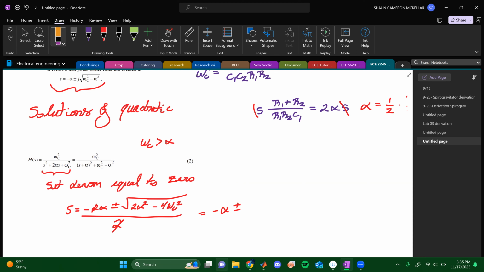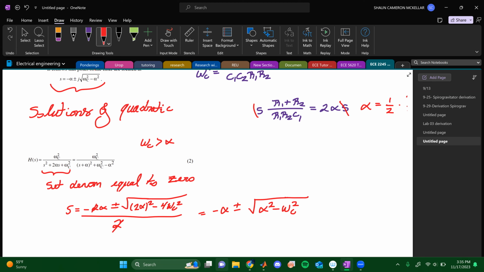Am I thinking about that right? Yeah, I see where you're going. Oh, no, I'm so silly. This is 2 alpha squared, so there's a 4 there as well. So when we factor the 4 out, all the 2's would cancel. And so what we really are left with is negative alpha plus or minus the square root of alpha squared minus omega c squared.